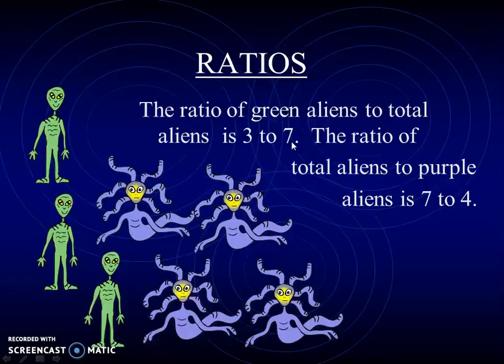Then if we flip that around and said the ratio of total aliens to the purple aliens is 7 to 4. Notice the total aliens comes first because it comes first in our words. Then 4 purple aliens come second.